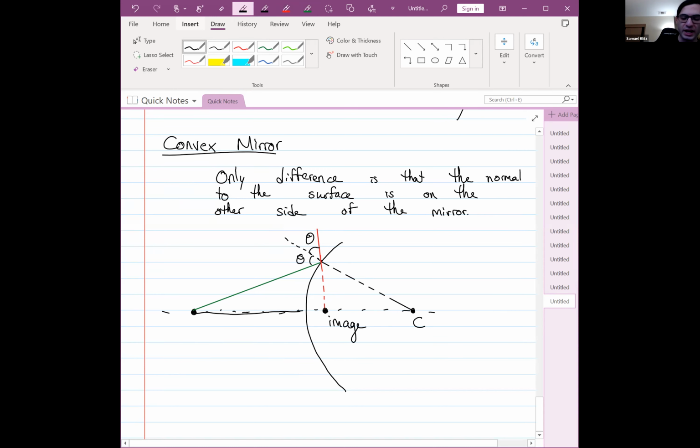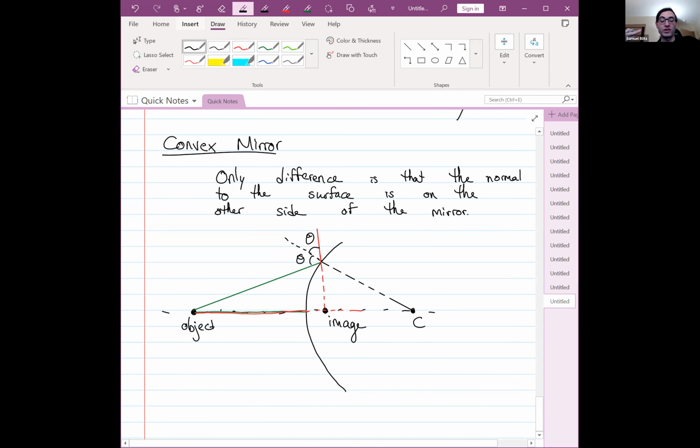Again, you can find that out by shooting a ray up perpendicular this way. So they would appear to converge behind the mirror. The object is on the left side of the mirror, and the image is on the right side of the mirror. And so this is the phenomenon that happens for convex mirrors.